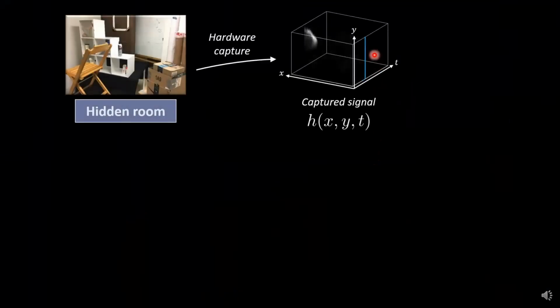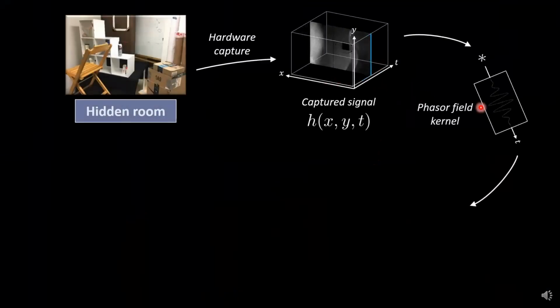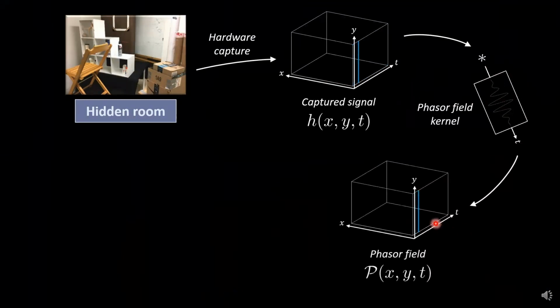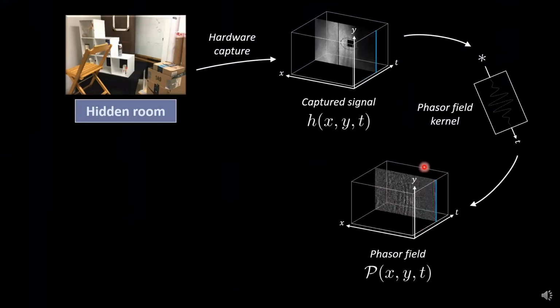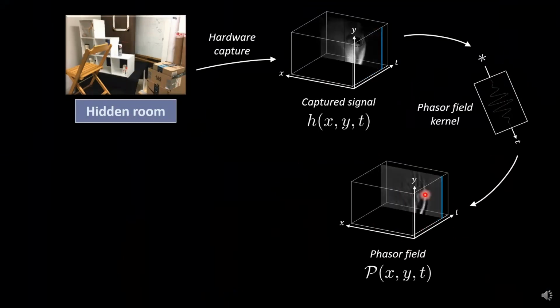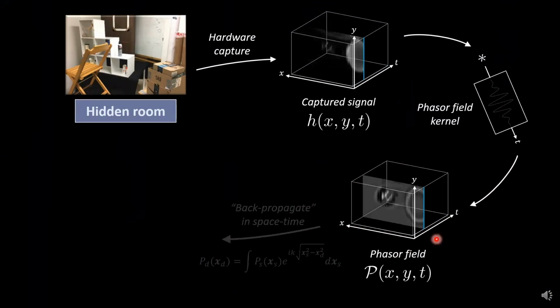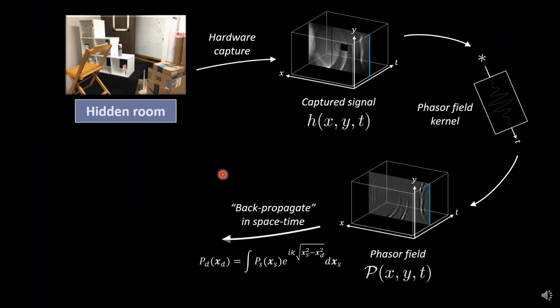So it's back to the hidden room. We capture the signal, and we convolve it with this wave kernel, because this is our impulse response. Then we get what we call the phasor field, because it's basically the electric field at the relay wall. We say, okay, this is now what we capture at the aperture of our detector, the virtual detector, which is at the relay wall. And we would like to reconstruct an image from that.